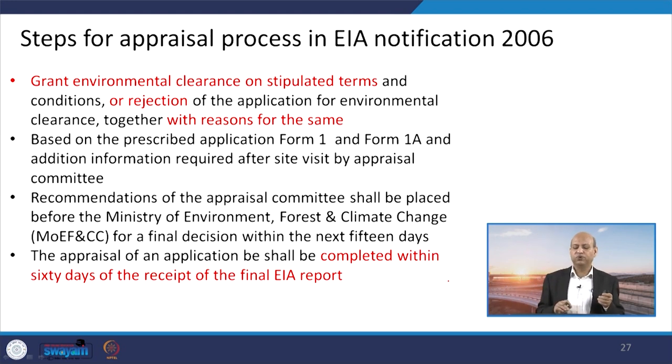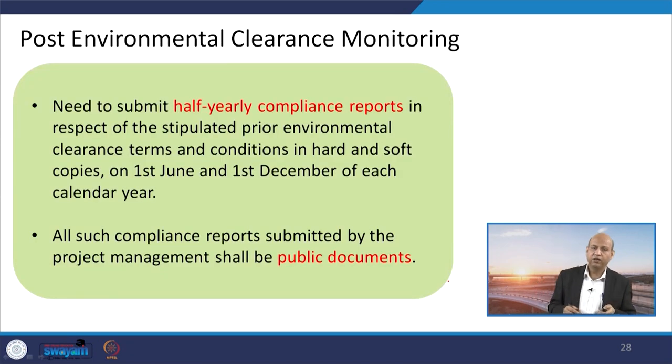Then the appraisal process for EIA notification 2006. Whether the clearance is granted or rejection is there, all those things should be communicated properly, which we have already discussed, within 60 days. Post this EC, meaning once environmental clearance has been obtained, monitoring must be there. Half yearly, every 6 months while the project is going on, a report should go to the MOEF, CC and the Pollution Control Board, on what kind of activities are there and what kind of impacts are there, all those things, right.